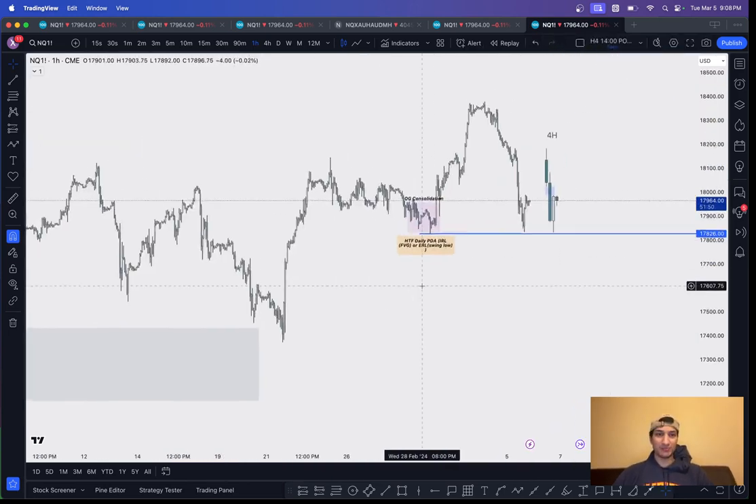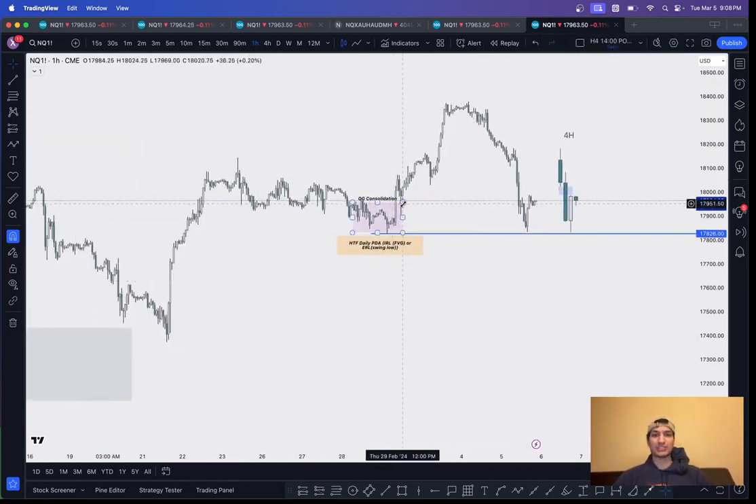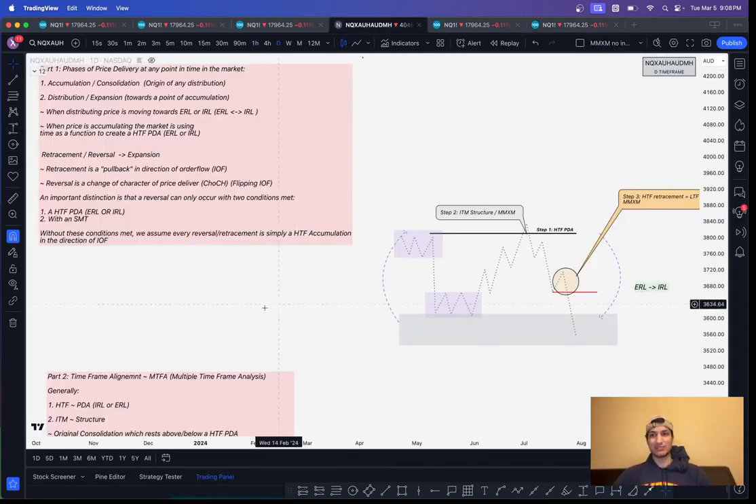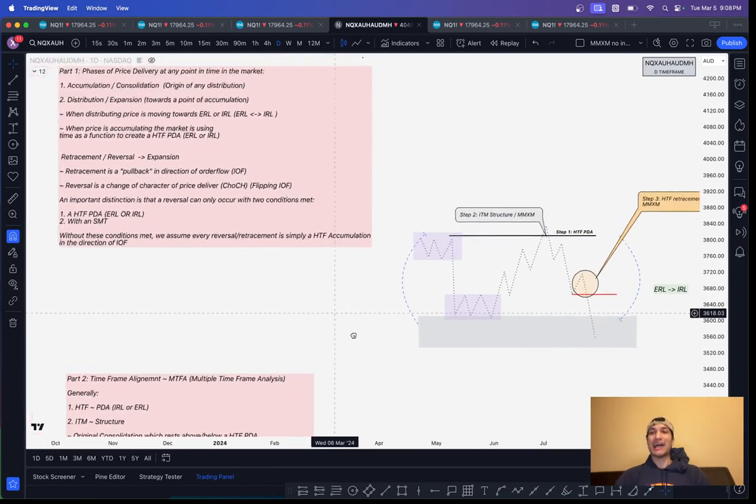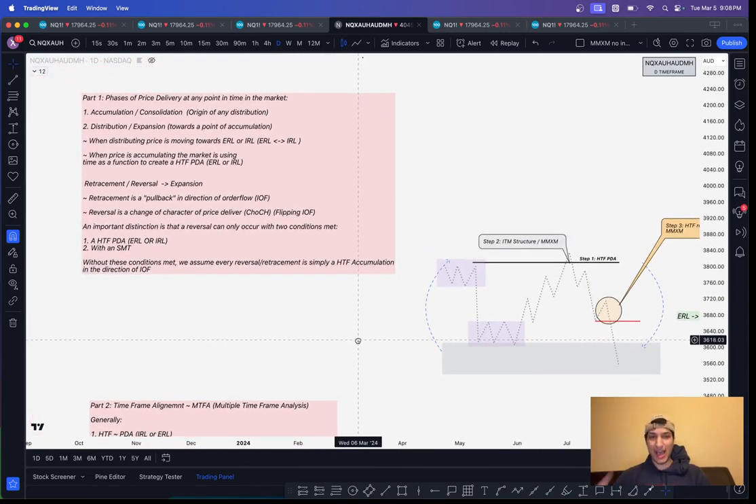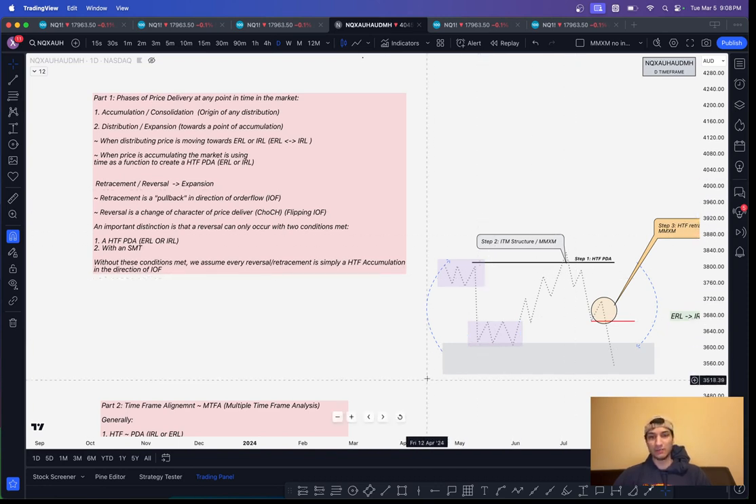Just that distinction, that there are going to be consolidations which rest above or below higher time frame PD arrays, is the basis for price delivery in the market, and the fundamental rationale as to why market maker models work. Because price is either expanding towards previous consolidations, which rest above or below higher time frame PD arrays, which we use to frame ERL to IRL, IRL to ERL, or it's consolidating, creating those PD arrays. So there's an internal logic to that kind of statement.